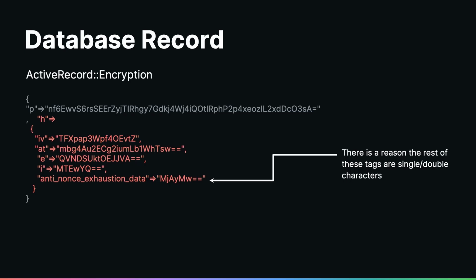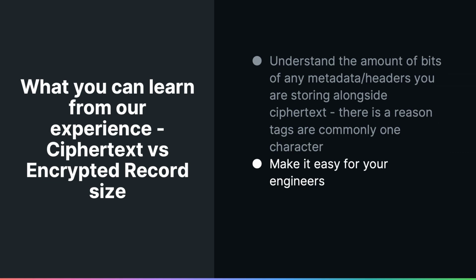Just to highlight, once again, all of these other message headers, which are implemented by the Rails team, are just 1 or 2 characters, and our message header's name is quite long. So make it easy for your engineers. Don't even let them find out about the size of message headers that will be added to the encrypted message, right?